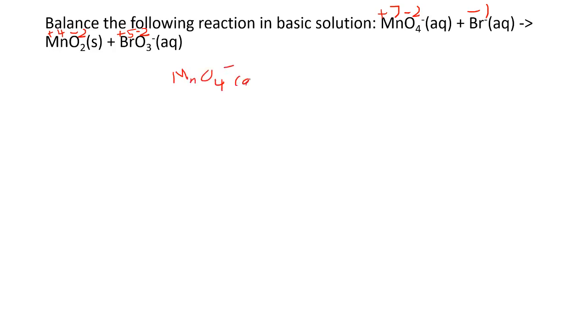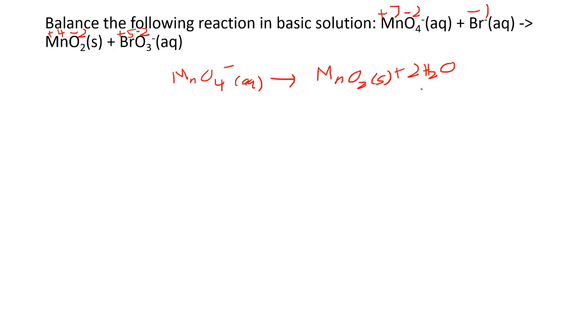So we have MnO4 minus aqueous reacts to form MnO2 solid. Our manganese is already balanced, so we don't have to worry about it, but our oxygen isn't. So I need to add 2 waters on this side. And just for purpose of space, I'm not going to be writing phases with my waters and my hydrogens and my OH minuses. I'm going to wait to do that at the end. Don't forget to do that, though, before the end of your problem.